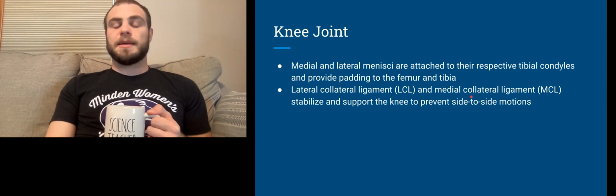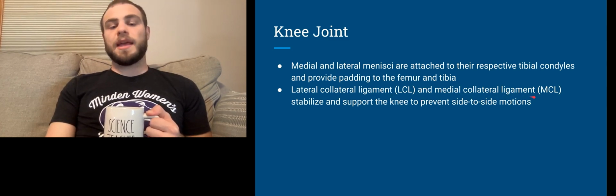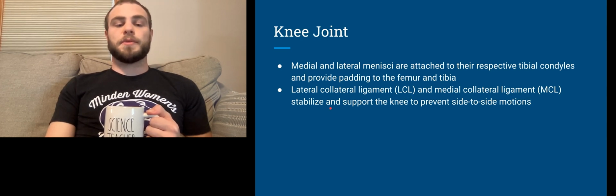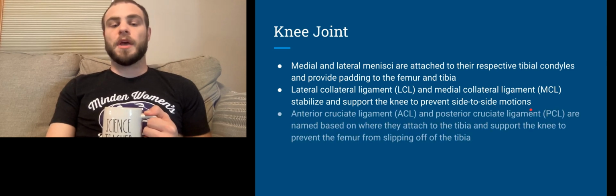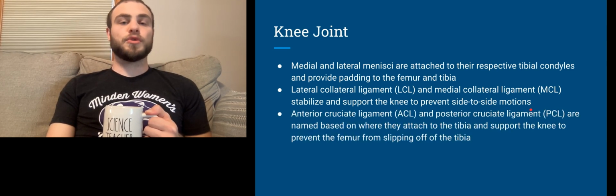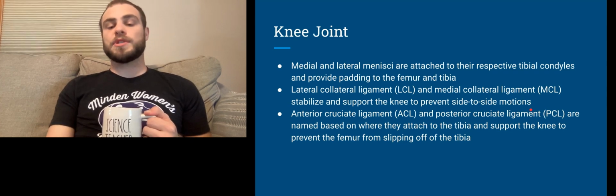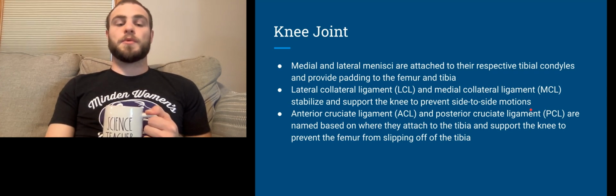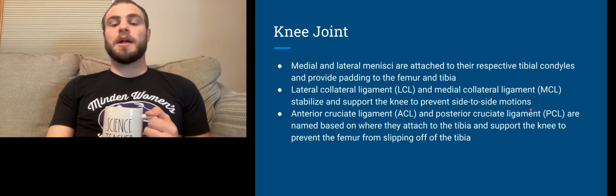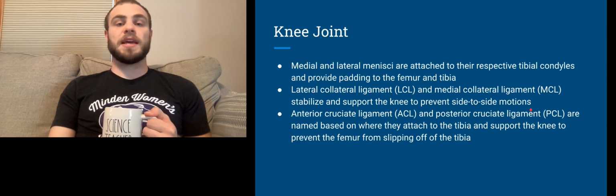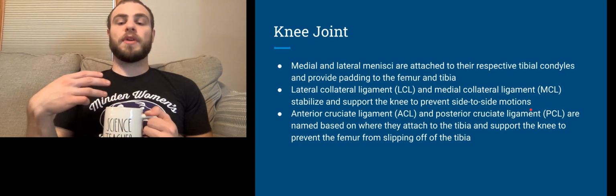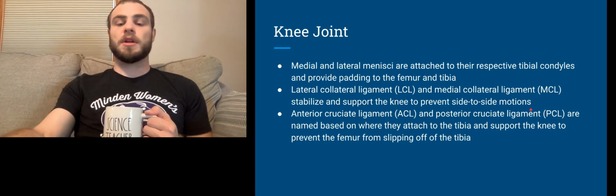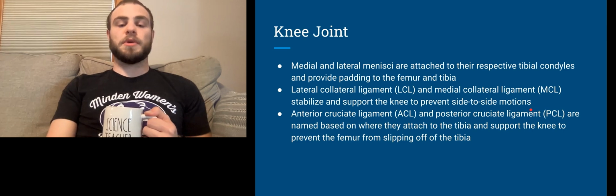The lateral collateral ligament and the medial collateral ligament, your LCL and MCL respectively, are going to be responsible for stabilizing and supporting the knee and preventing any sort of side-to-side motion. You do also have the famous anterior cruciate ligament, the ACL, and a posterior cruciate ligament, which are named based on where they're going to be attaching to the tibia. They're going to be supporting the knee and preventing the femur from slipping off the tibia, especially the PCL. You think when you're trying to walk downhill, you don't want your femur to slip off your tibia in the anterior direction, and that's what the posterior cruciate ligament is going to be preventing.